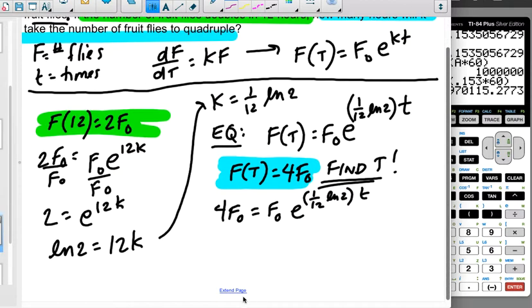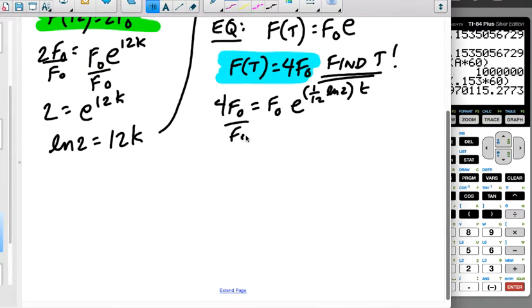I'm going to divide by the F naught. Again, here it's completely irrelevant what F naught is because I'm getting rid of it, assuming that your fruit fly population is not 0 because you can't divide by 0. But it couldn't be 0 because if you had no fruit flies, then there wouldn't be a problem, right? They can't grow and produce if there aren't any to begin with. So I get this e to the 1/12 natural log of 2. That whole thing's a number times t.